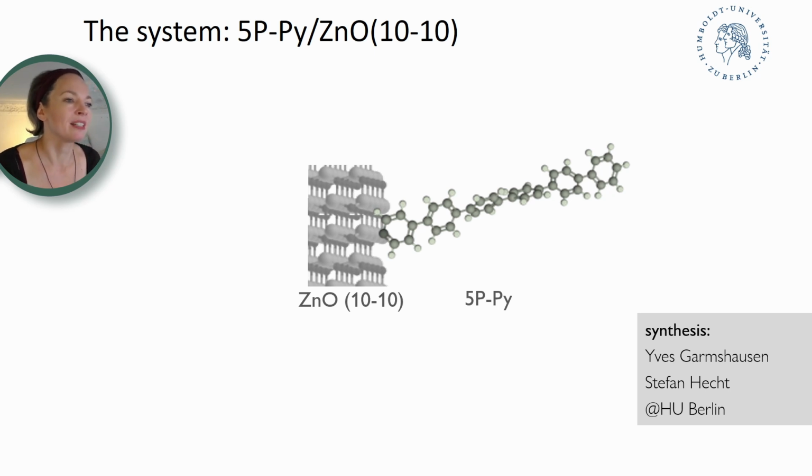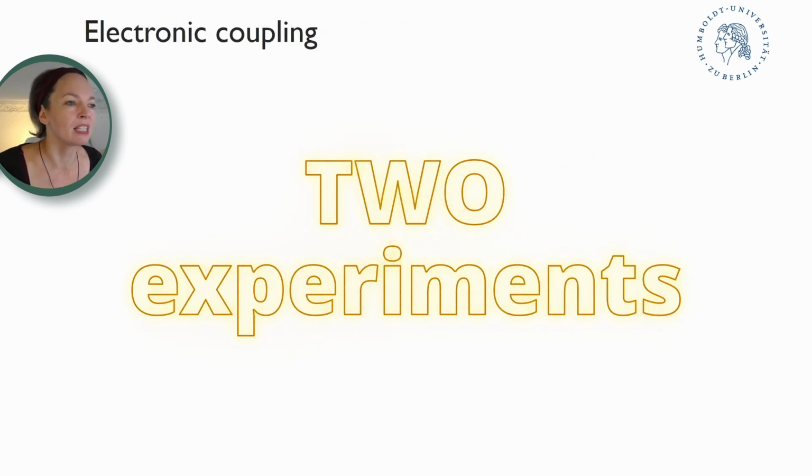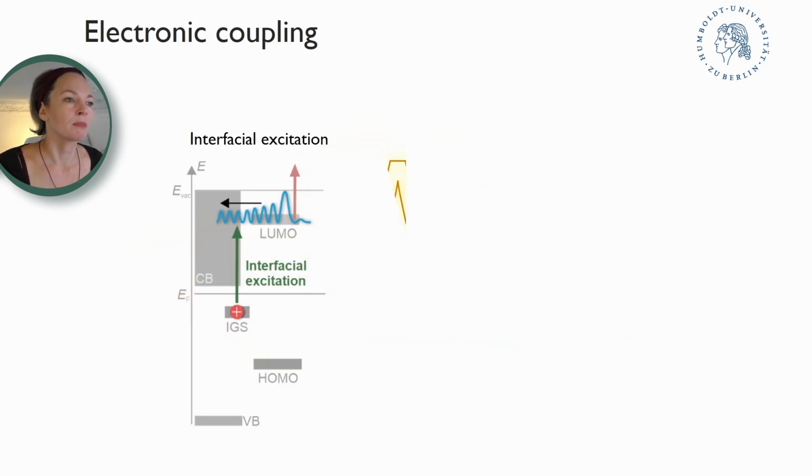In order to understand whether it's really the reduced coupling of the excited state of the molecule to the conduction band of the zinc oxide, we performed 2 test experiments. In the first experiment, we made use of an interfacial state and used interfacial excitation, which means we promoted electrons into the molecules, basically charged them negatively, and then watched how this excited electron population decays into the zinc oxide.